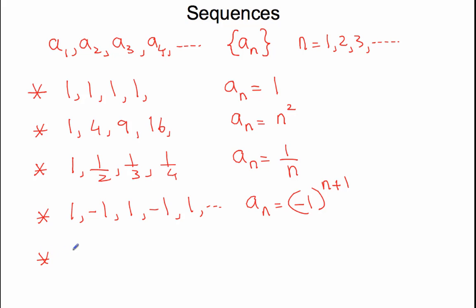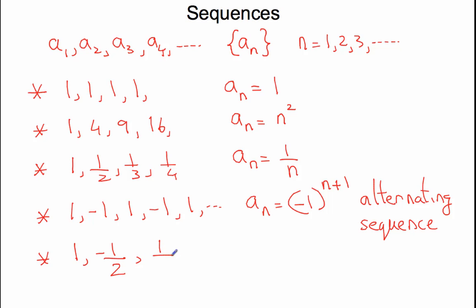You could have an alternating sequence. So this over here is called an alternating sequence. That's alternating because the signs are alternating. But another alternating sequence would be 1, minus 1 over 2, plus 1 over 4, minus 1 over 8, and so forth, in which case AN would then be (-1)^(n+1), but it would be divided by 2 to the power n. Now these are all examples where AN has been given to us.